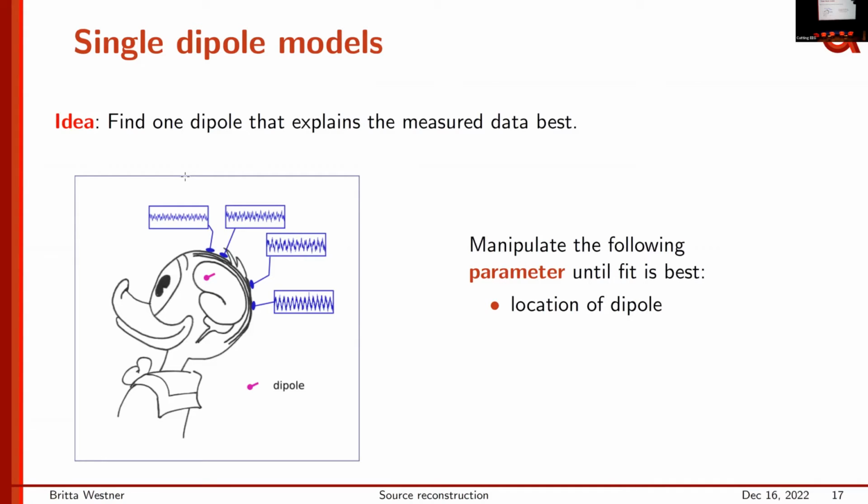So for that, we manipulate the following parameters. We manipulate the location, where is this dipole? And the orientation, how does it point? And also the strength, how active is it? How big is the amplitude of the signal of this dipole? And maybe we end up with something like this. So the dipole is pointing upwards, it's rather strong, and it's somewhere in Donald's motor cortex.